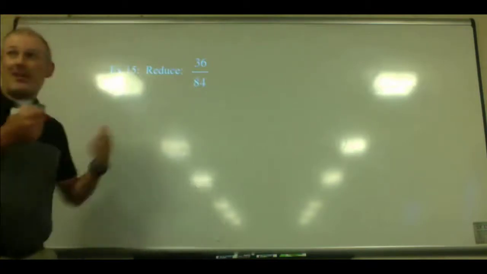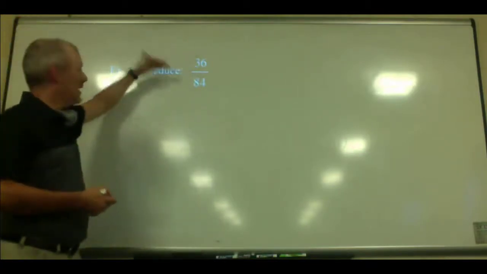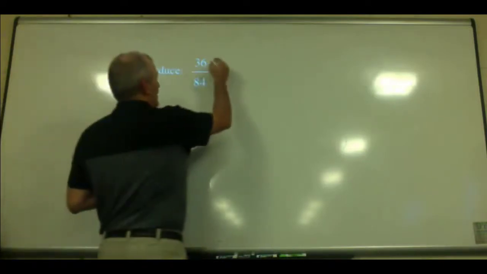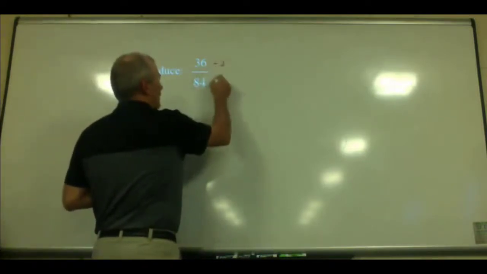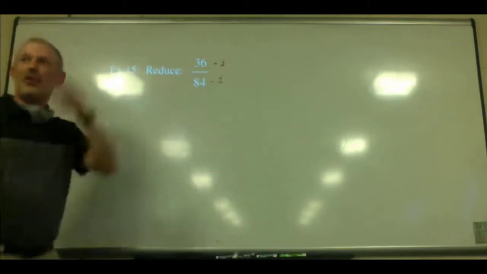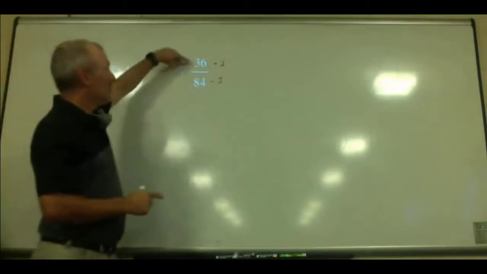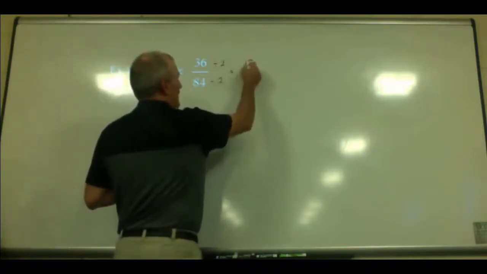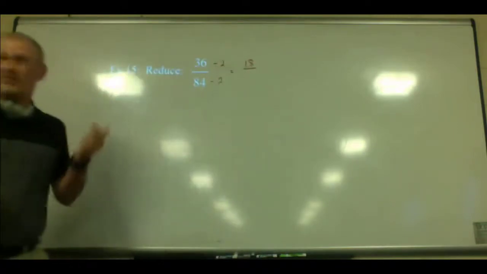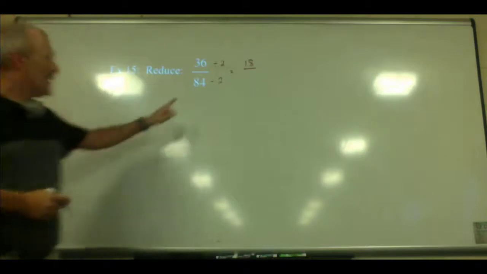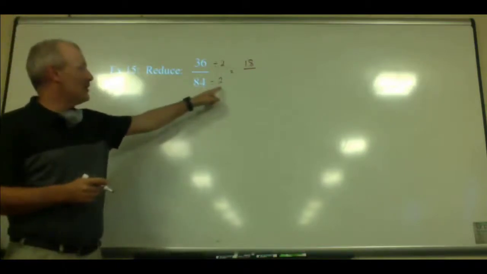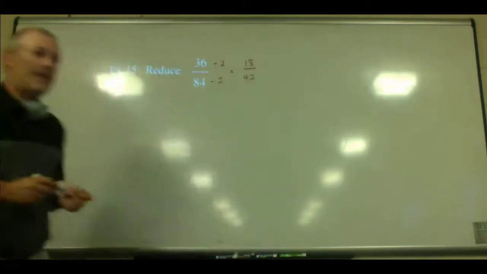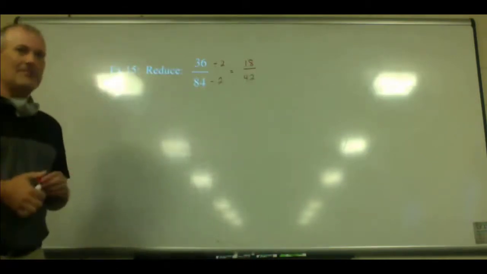So let's say I realize, oh, 2 divides into 36 and 2 also divides into 84. So what we do is divide them both by the 2 that we know goes into both of them. So 36 divided by 2 is 18. And again, you may want to use a calculator for that because that's a relatively big number. And then 84 divided by 2 is 42. How will you do it with a calculator? I'll show you in a minute.